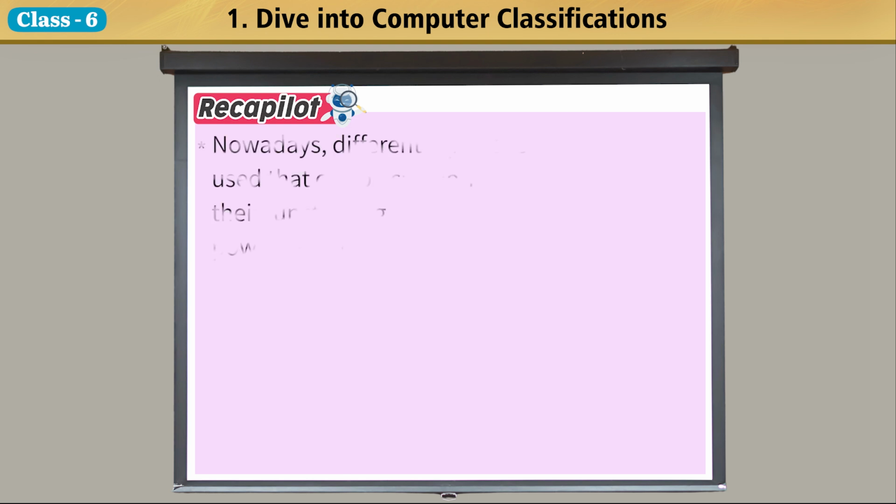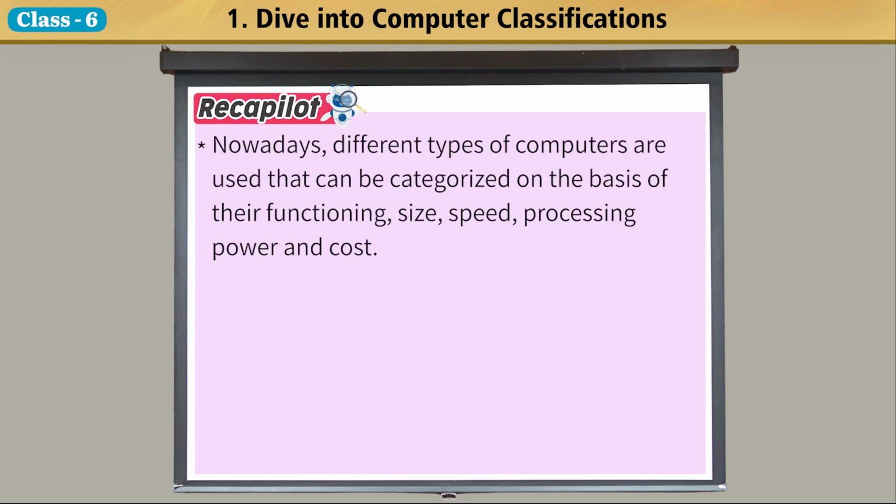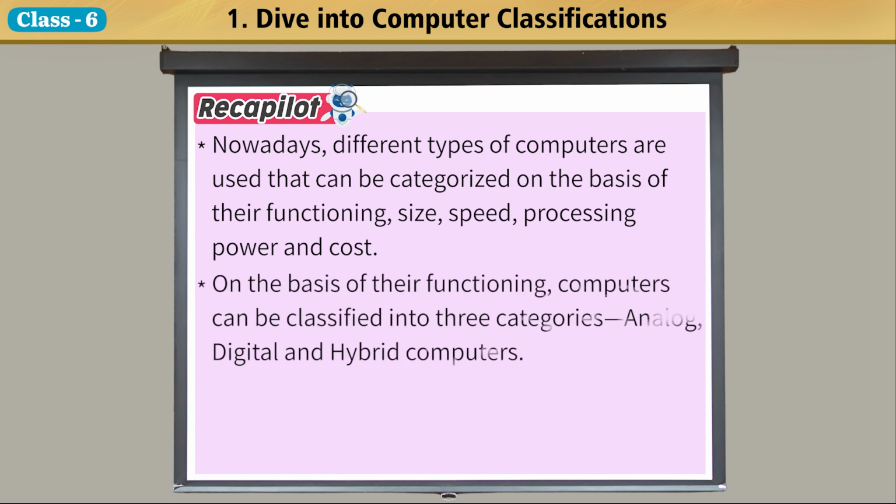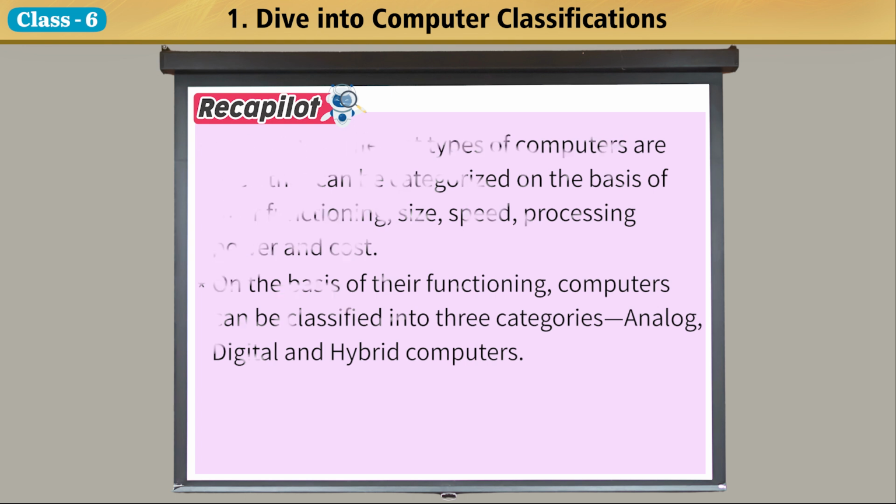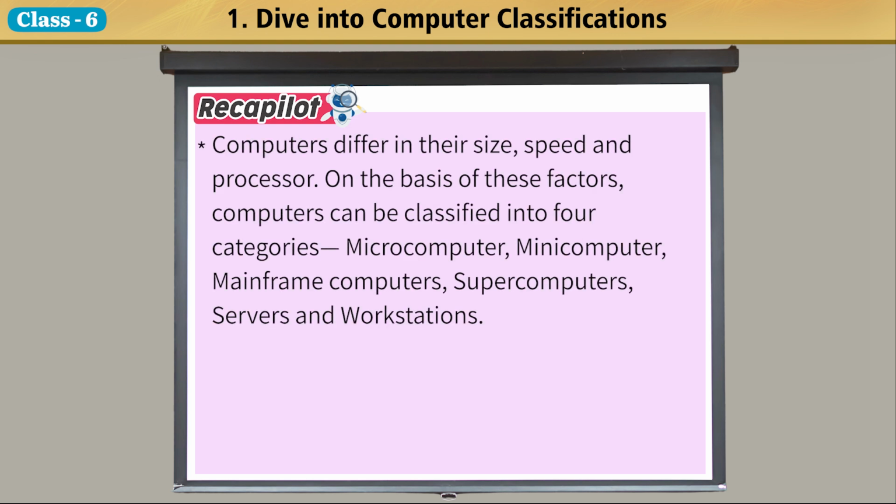Recapitulate. Nowadays, different types of computers are used that can be categorized on the basis of their functioning, size, speed, processing power, and cost. On the basis of their functioning, computers can be classified into three categories: analog, digital, and hybrid computers. Computers differ in their size, speed, and processor.